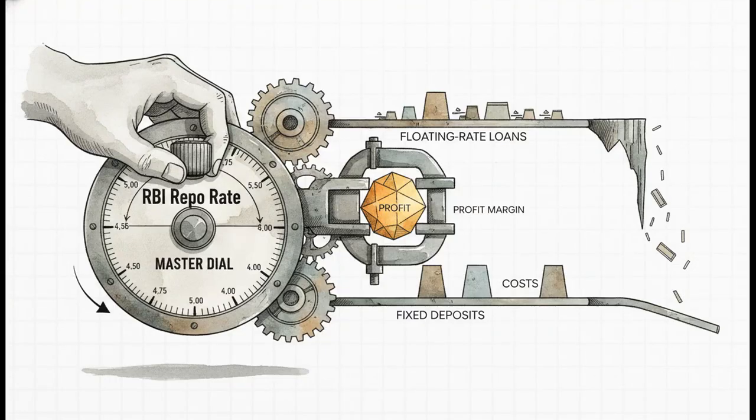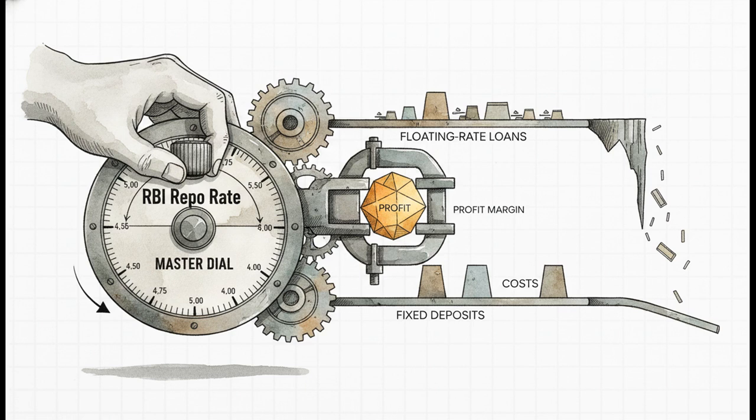Now, we also have to factor in the master dial for all of this, the RBI repo rate. When the central bank cuts rates, you'd probably think, hey, cheap money, that's got to be great for banks. But it actually ends up squeezing their net interest margins. Why? It all comes down to timing.